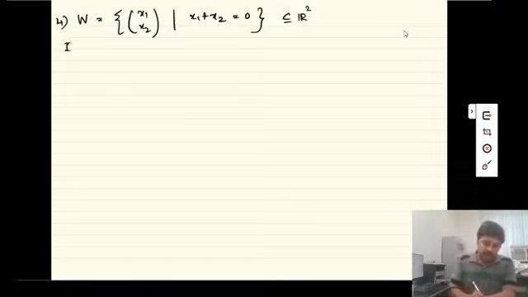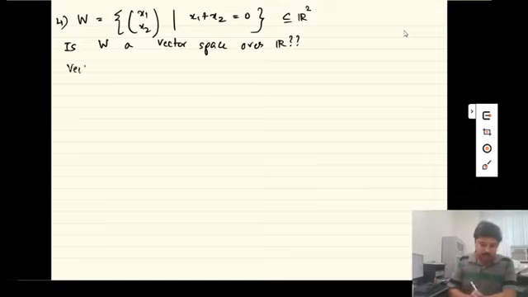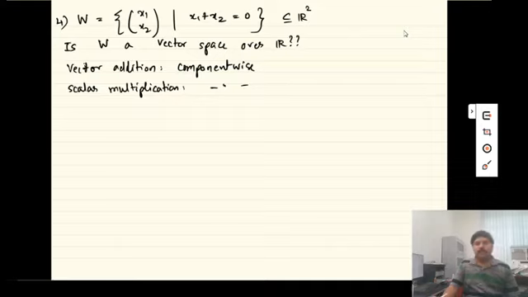So what are the operations? Operations are the same operations. Vector addition, how do you define? Vector addition, component wise, the same way we have defined the addition of vectors. And scalar multiplication, again component wise. So we define scalar multiplication also component wise. So if this is the way we define these two operations, then under these two operations is W a real vector space?